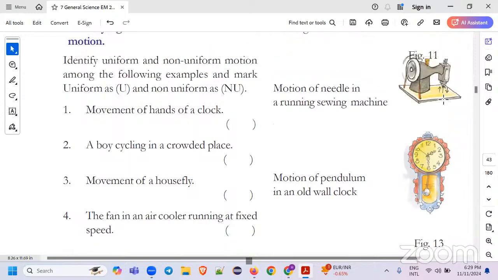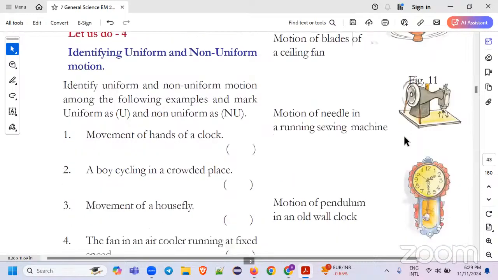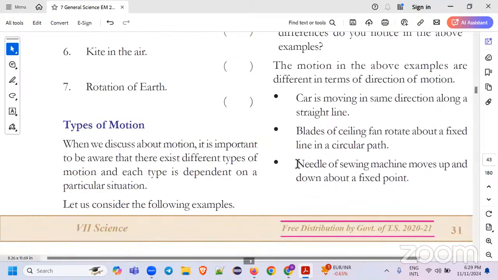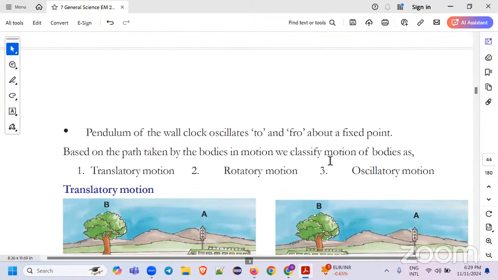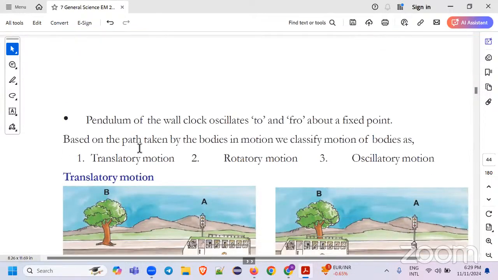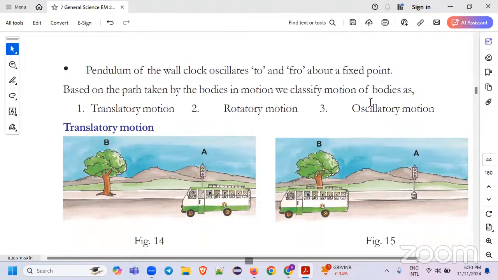So all these may be in uniform motion, even the fan, and the sidecar also can sometimes, if it covers equal distances in equal intervals of time. Based on the path taken by the bodies in motion, we classify motions of bodies as translatory motion, rotatory motion, and oscillatory motion.